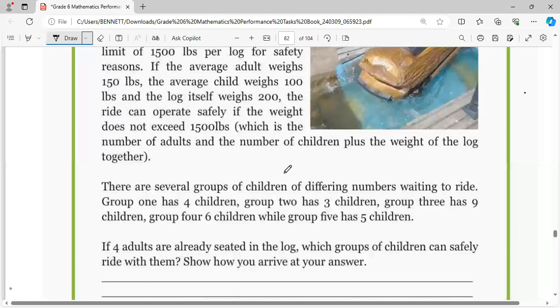All right, so it says there are several groups of children of differing numbers waiting to ride. Group 1 has 4 children. Group 2 has 3 children. Group 3 has 9 children. Group 4, 6 children, while Group 5 has 5 children. All right, this is what they say now. If 4 adults are already seated in the log, which group of children can safely ride with them? Show how you arrive at your answer.